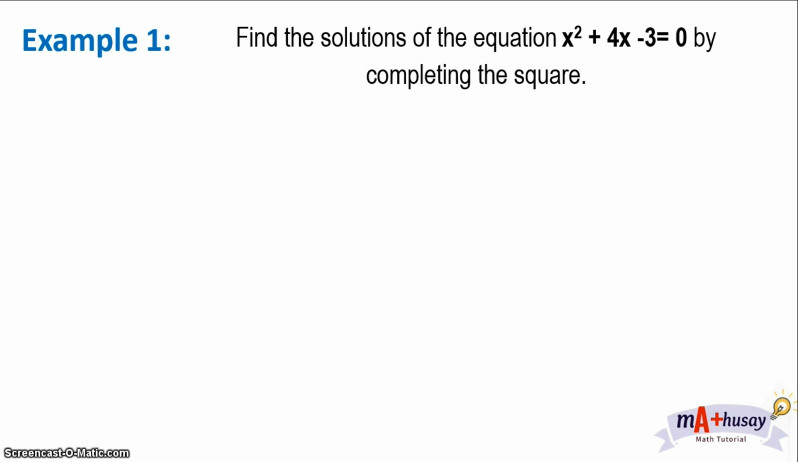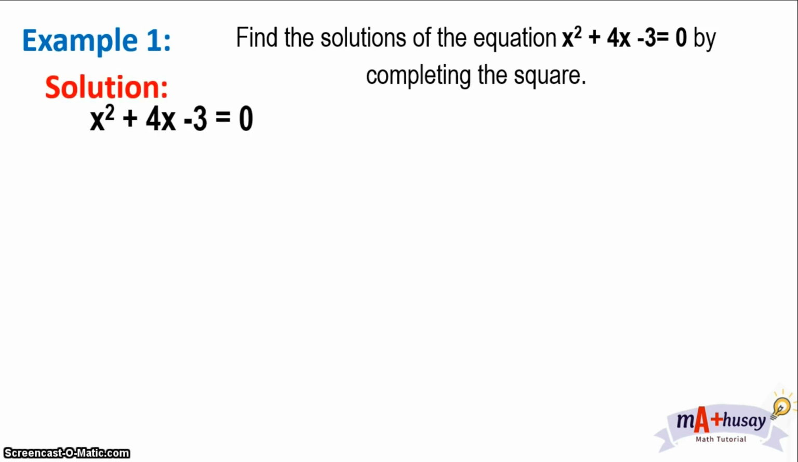Let's have example number 1. Find the solution of the equation x squared plus 4x minus 3 equals 0 by completing the square. Since we cannot factor it, we will use completing the square, and we will follow the steps that we have discussed a while ago. Since a is equal to 1, there's no need for us to divide the equation by 1. Kasi you will have the same equation. So our goal now is to isolate the constant term on the right side of the equation. So let's solve this.